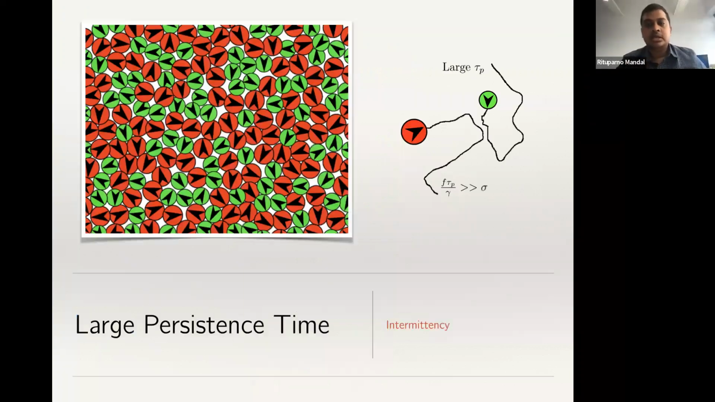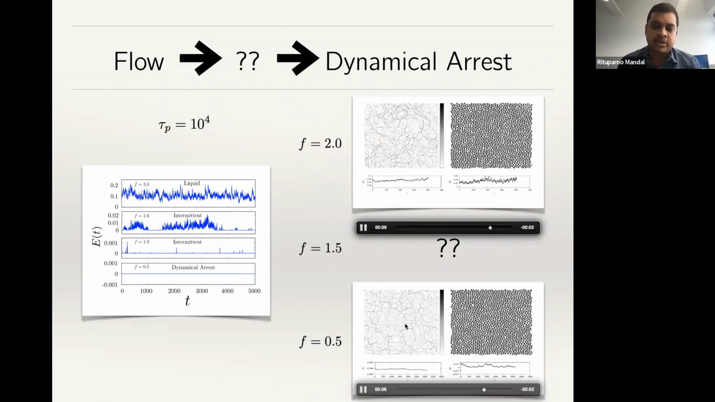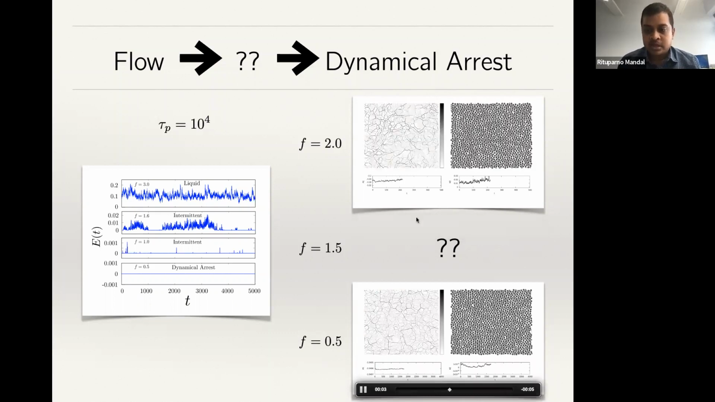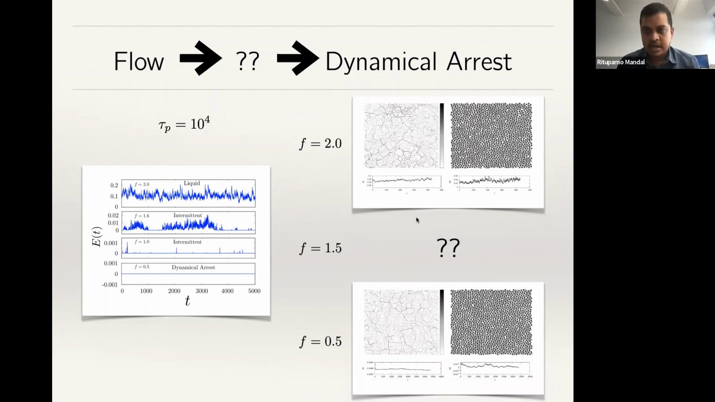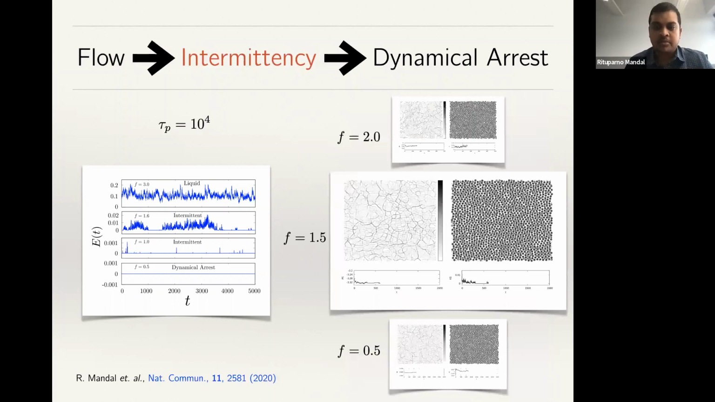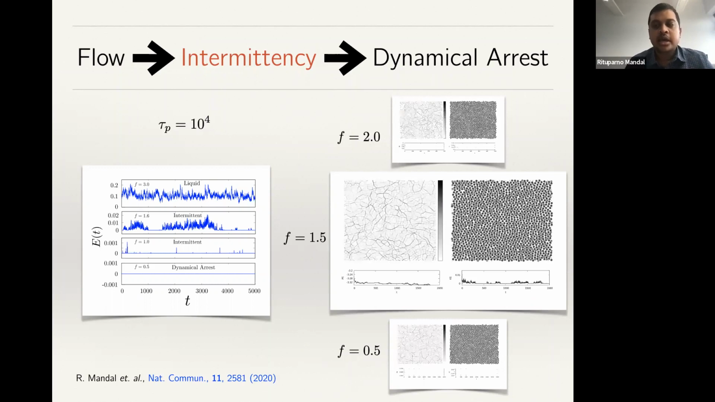So this is a limit where tau p is very large but not infinite. And again, as per our intuition, we expect that the system will behave like a fluid at very large F, and it will behave like a dynamically arrested state at very small F. Now the question is what happens at intermediate forcing, and this is what happens: the system is not completely flowing, it's not completely stuck. It's switching between two states, either flowing or stuck.